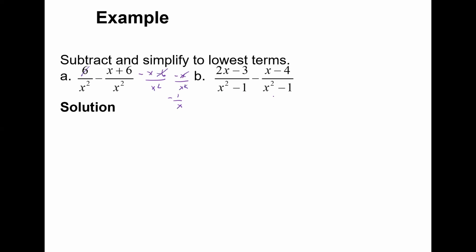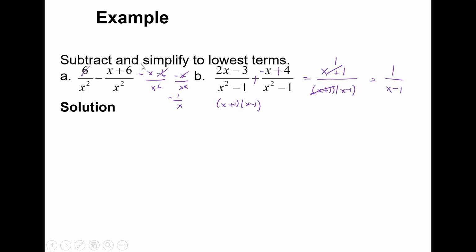Now here, well, that's a difference of squares. That's going to be x plus 1, x minus 1. Now again, I'm going to say, well, let's change the sign. So it's going to become plus. Distribute, that's going to be a minus, and that's going to be a plus. So we have 2x minus x is going to be x. Minus 3 plus 4 is going to be plus 1 over, now we have x plus 1, x minus 1. Well, guess what? Those cancel and we get 1 over x minus 1.